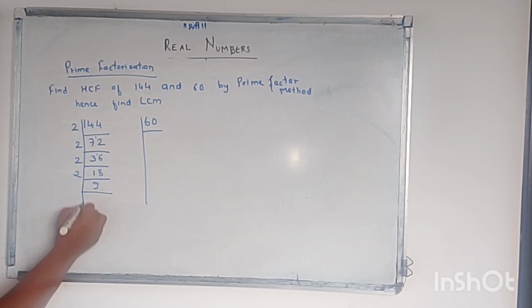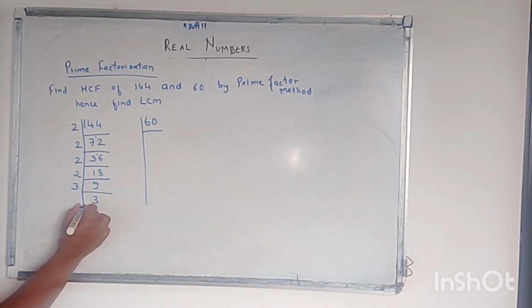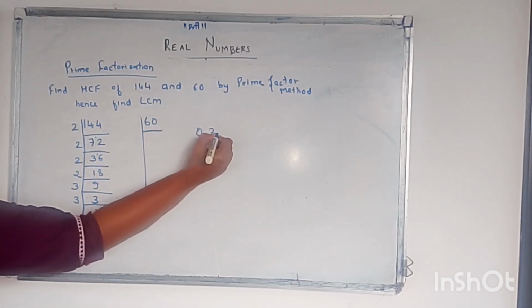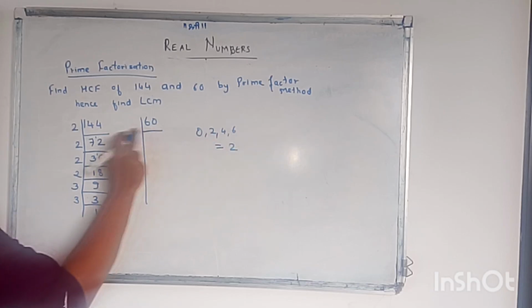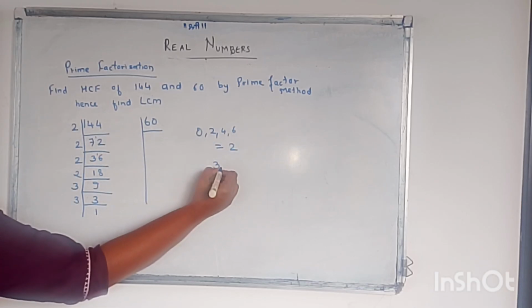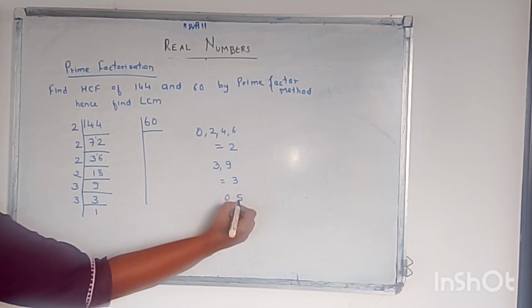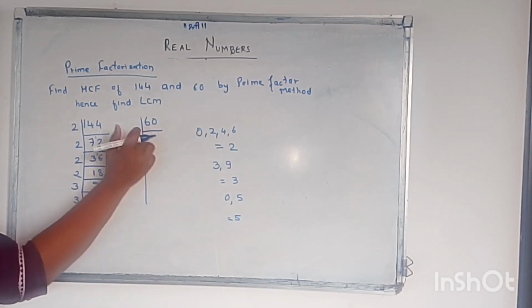Now this cannot be divided by 2. So we have to take 3. 3 1s are 3, 3 3s are 9. 3 1s are 3. Similarly, when there is 0, 2, 4, 6, we have to start with 2. Whenever there is 3, 9, we have to start with 3. 0, 5, it is 5. Okay, let's start with 2.